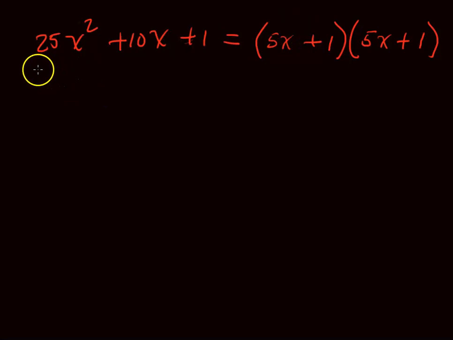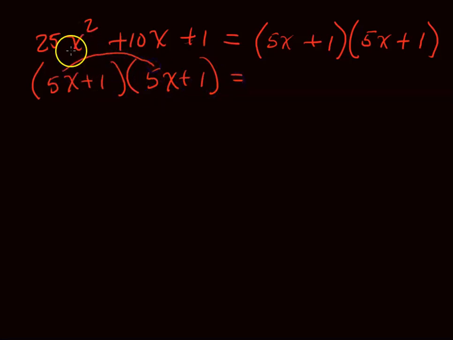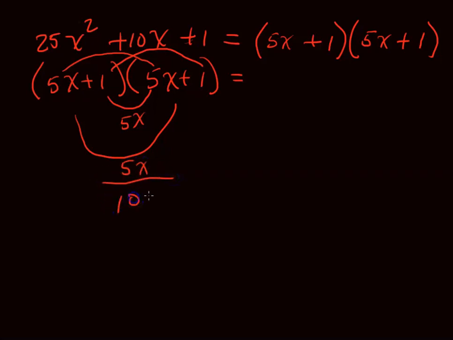Let me write it here so I can show you that this is the Louisiana School for Math, Science, and the Arts, and you can see art in all kinds of things. So 5x times 5x is the 25x squared. 1 times 1 is the 1. The inner product is 5x. The outer product is also 5x, which gives us a positive 10x, which is this middle term.